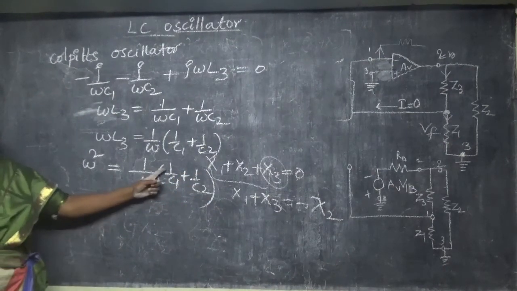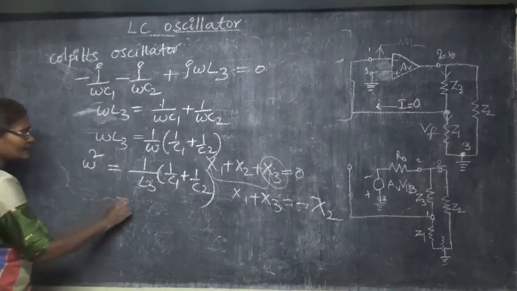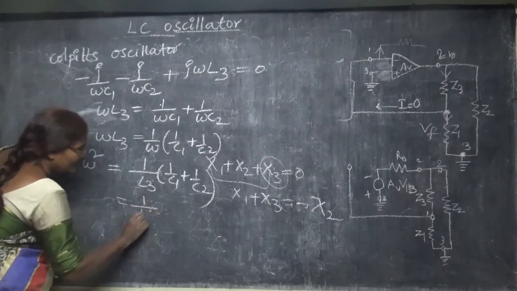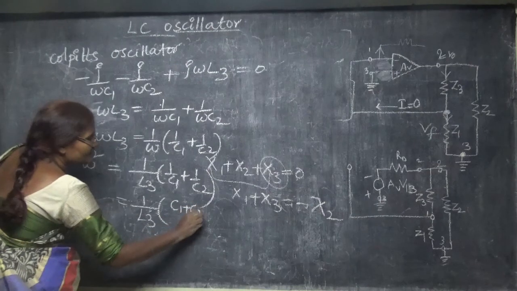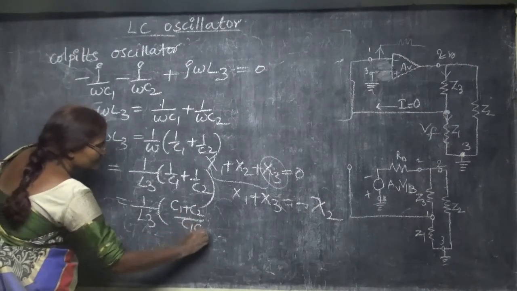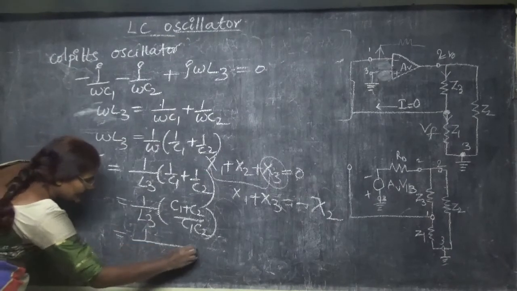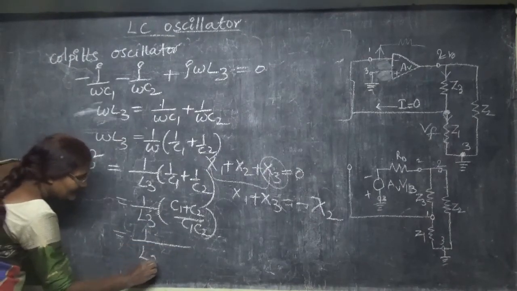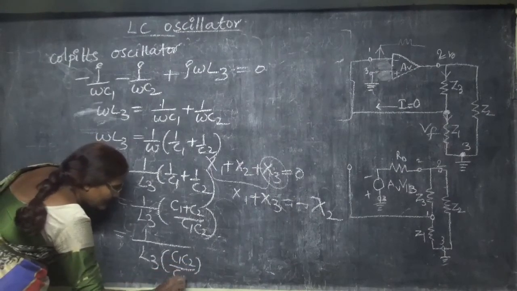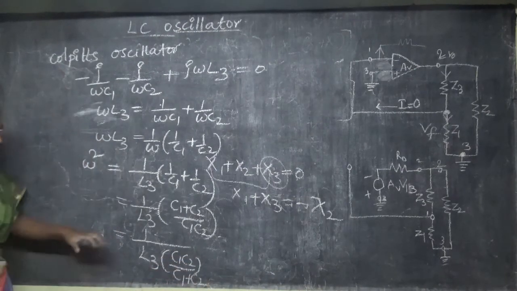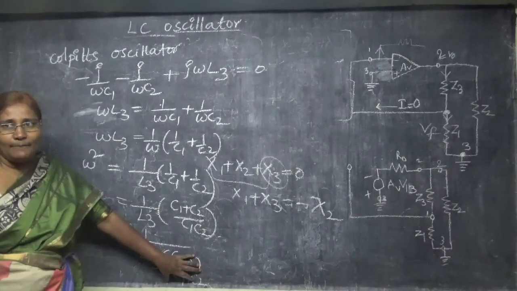So what is this 1 by C1 plus 1 by C2 will show? This is nothing but 1 by L3 into C1 plus C2 by C1 C2. If I take it to the denominator, this is going to be L3 into C1 C2 by C1 plus C2, which is nothing but parallel combination formula.